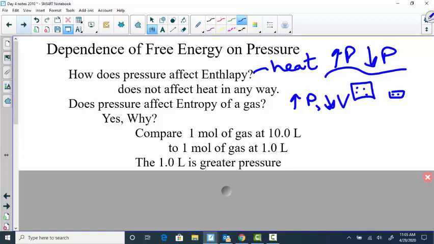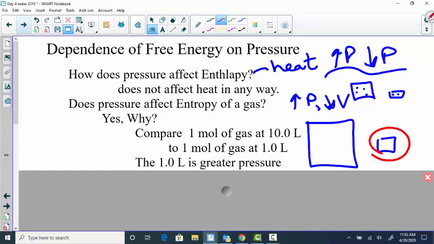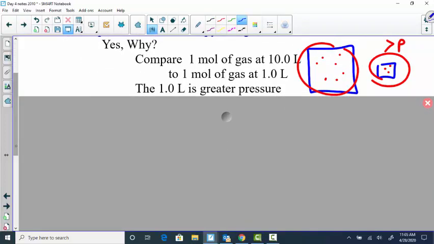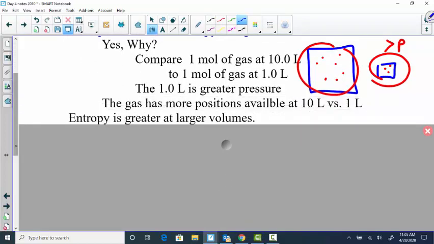So if you compare 1 mole of a gas at 10 liters versus 1 mole of a gas at 1 liter, which one is at greater pressure? The 1 liter right here would be at a much greater pressure than the 10 liters would. Again, it goes back to space. You'd have a lot of space for those particles to be in versus not a lot of space for the other particles. So the larger the volume, the more entropy that you would have.